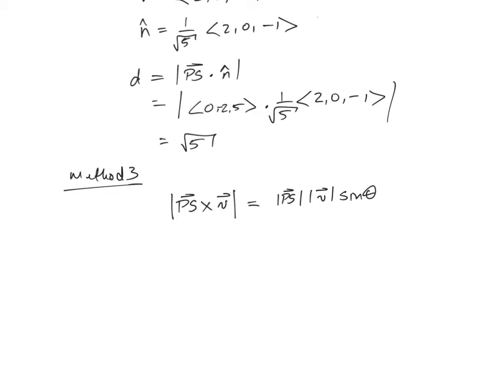If we go back, and what are we dealing with here? There's our line L, here's our point S, here's our point P, right? Here's the vector PS.